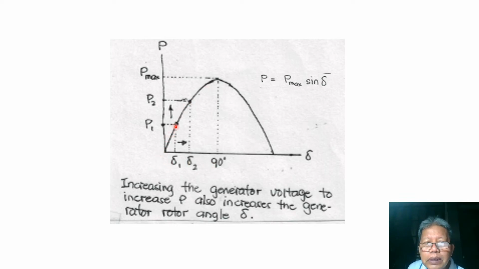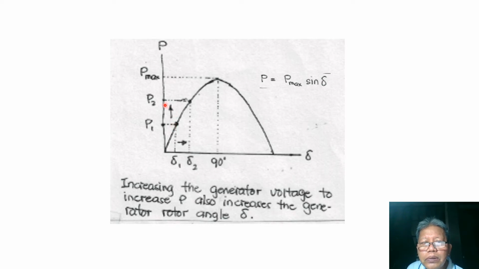Now, if we start at this point, let us say this is point 1, where we have the rotor angle as delta 1 and the power delivered by our generator as P1. Now we want to increase the value of P. So P has to increase from P1 to a new value P2.